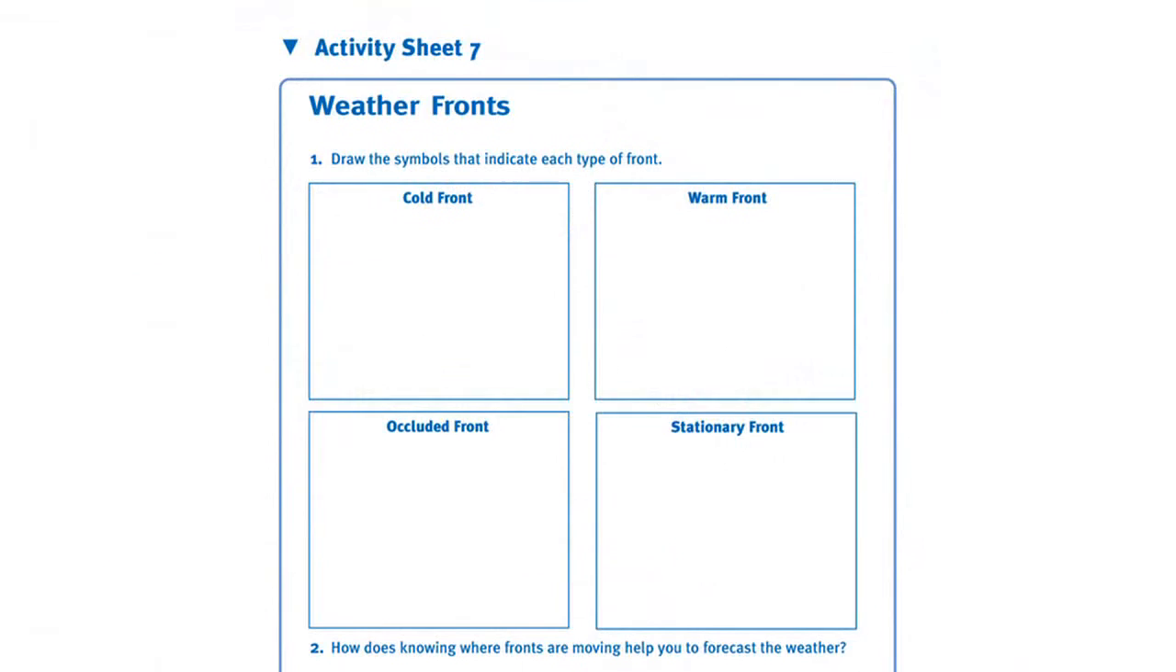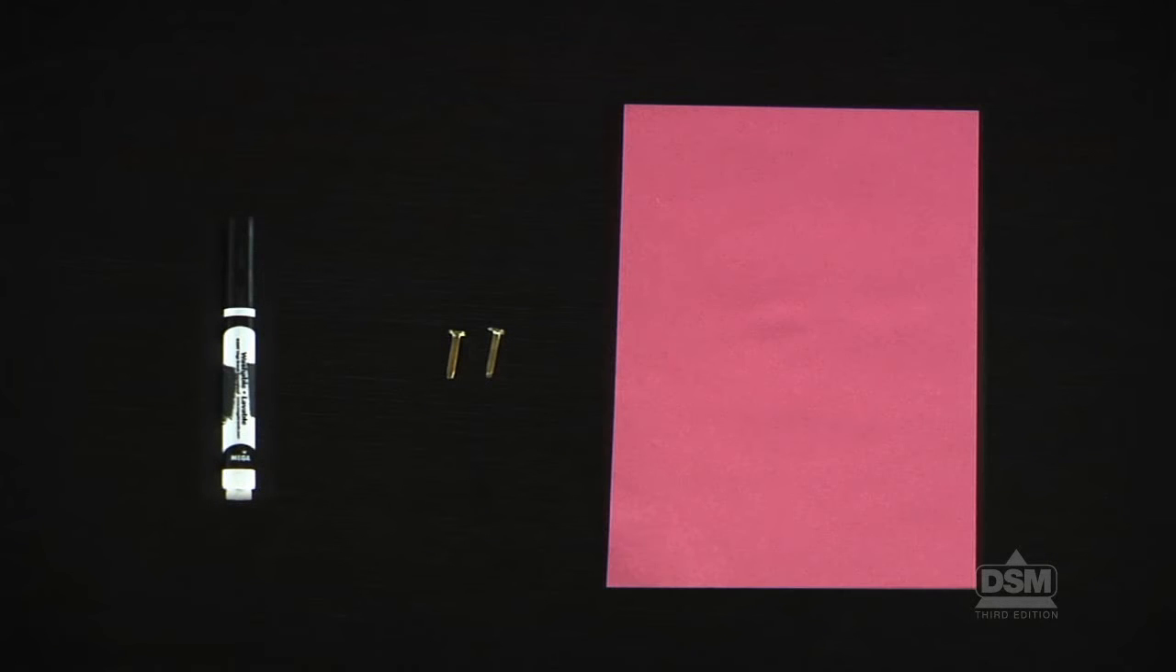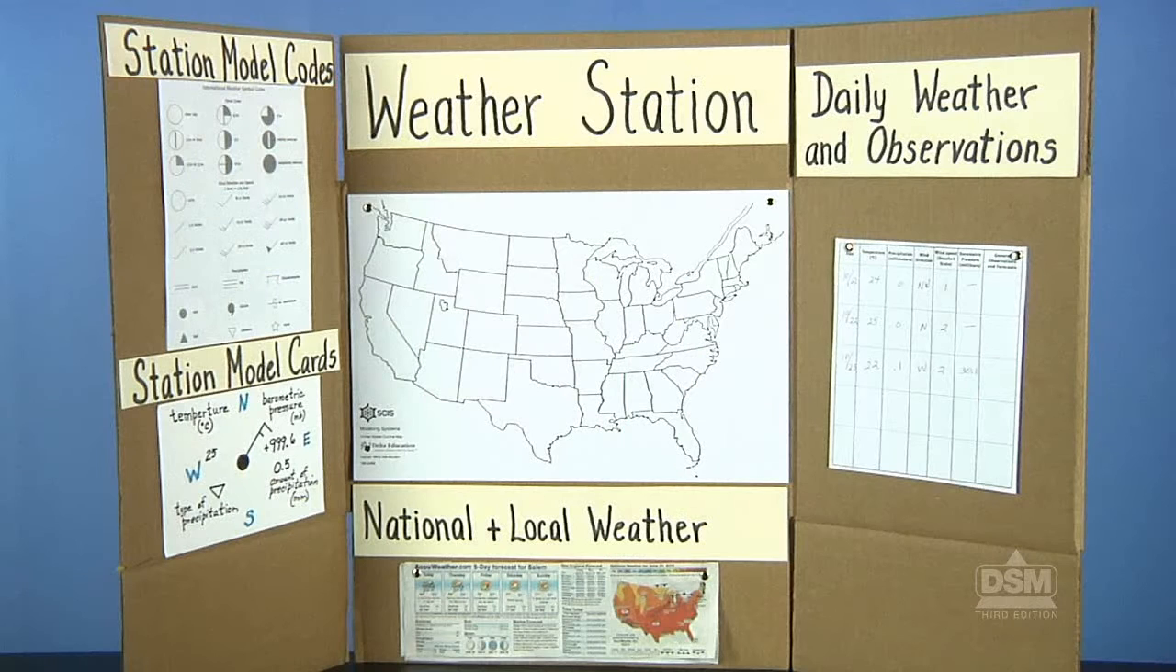To prepare for the activity, make a copy of Activity Sheet 7 for each student. Be sure to collect weather reports. Each team of 2 will need a marker, 2 paper fasteners, a piece of construction paper, and their weather station.